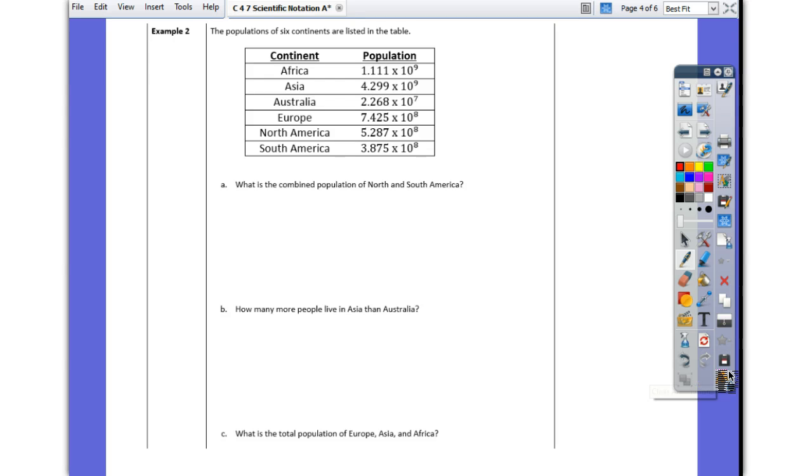All right, your homework. The last 3 pages in your packet. Pages 9, 10, 11. We're going to have a review test tomorrow, and then we will have our test on Wednesday.